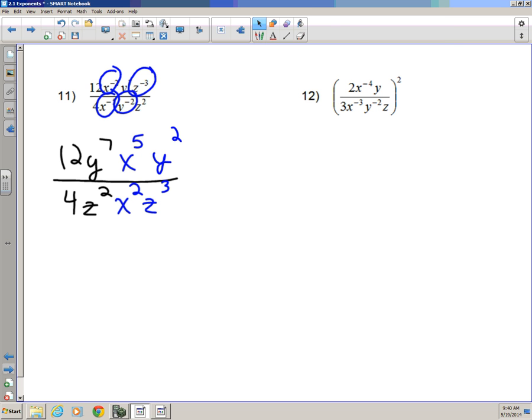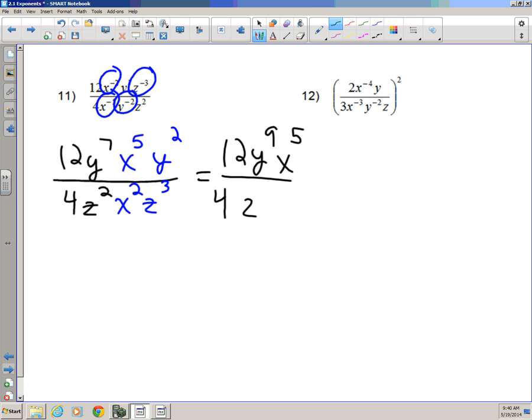If you want to tighten this up, you definitely can. So if I tighten up the top, I've got 12. There's 9 of the y's, y to the 9th, x to the 5th. Alphabetical order does not matter. On the bottom, there's 4. There's z to the 5th, and there's x to the 2nd. So now we need to simplify.